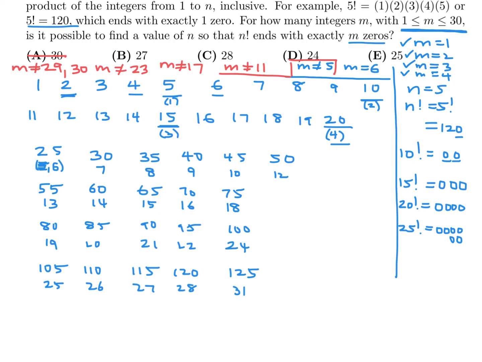So of the 30 numbers, we cannot have 5, 11, 17, 23, 29, or 30. So how many of those? That's 1, 2, 3, 4, 5, 6 of those 30 numbers that are not possible. So that means 24 are possible. And therefore, the answer to this question would be 24, which is D.